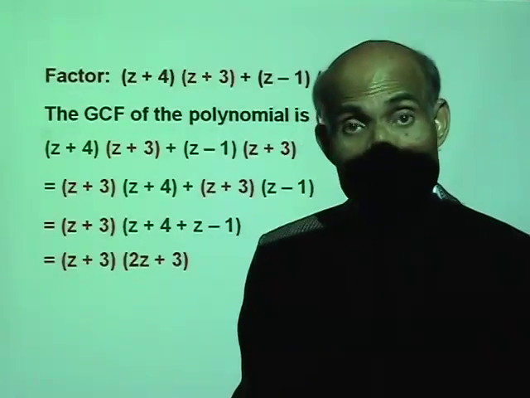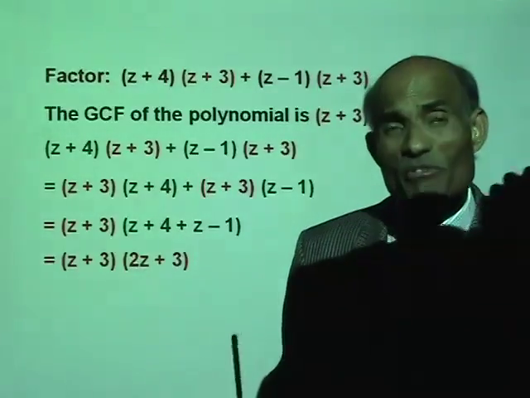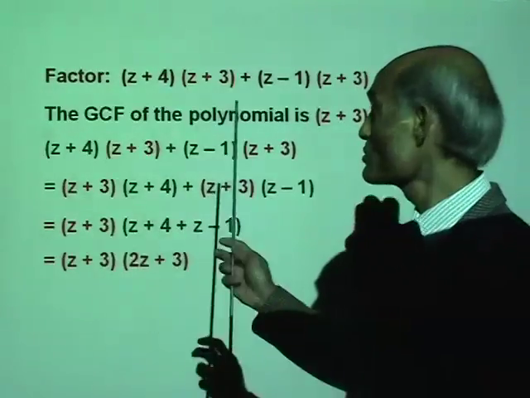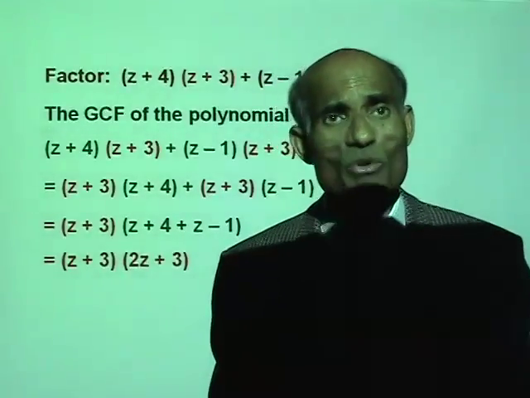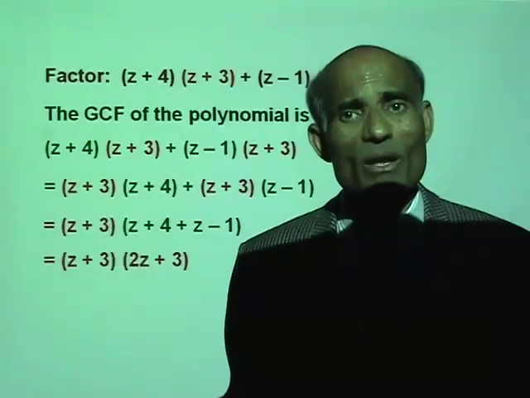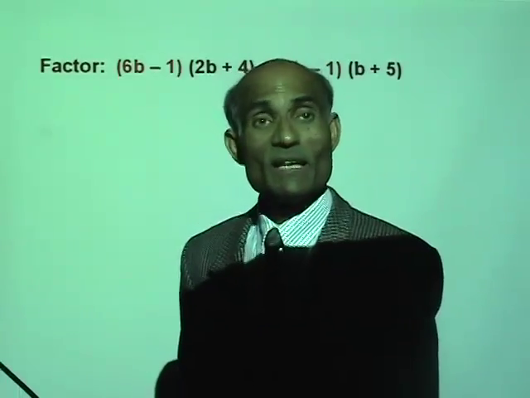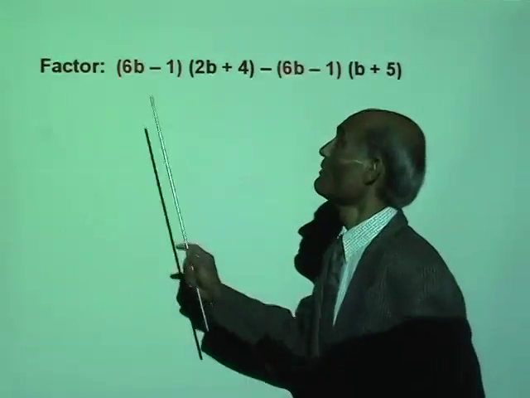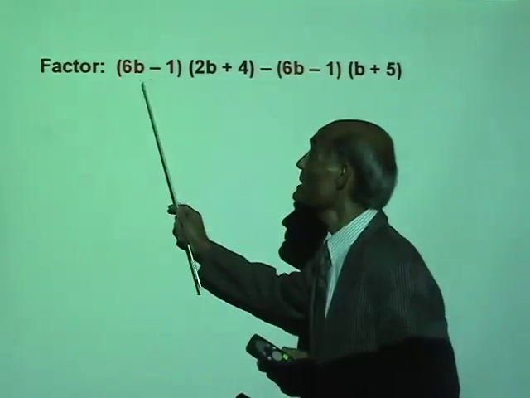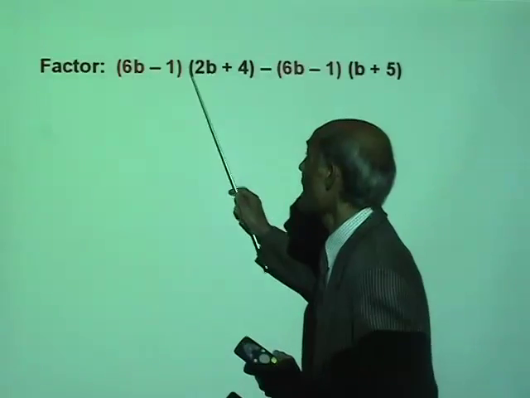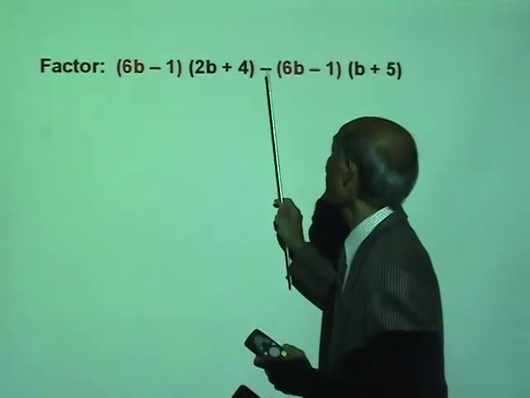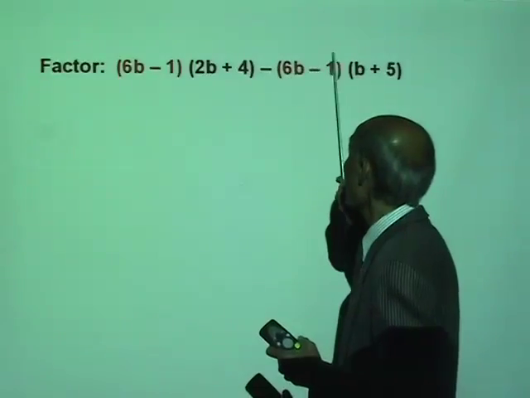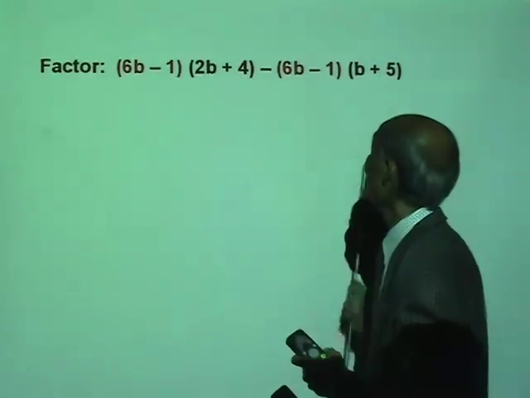Okay, so factoring out a common factor is a very important concept. I want you to learn this, do the homework, and learn it very well. Now what I'm going to do is, let's practice one more of this type of factoring. Factor (6b minus 1) times (2b plus 4) minus, what's that sign? (6b minus 1) times (b plus 5).